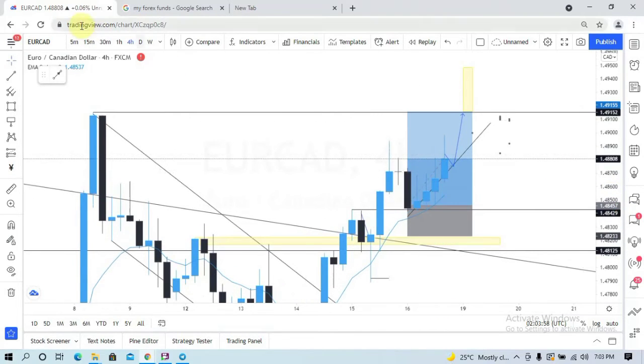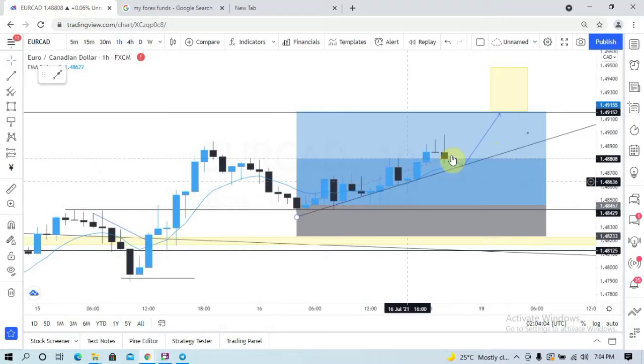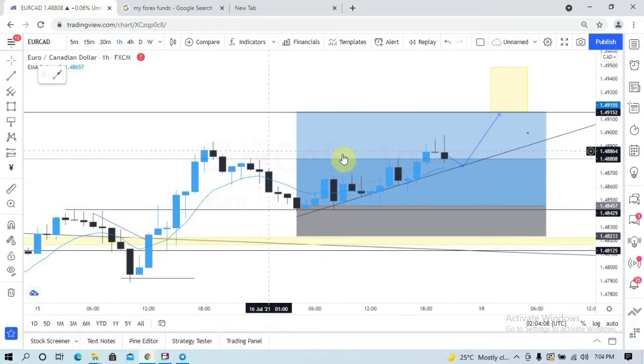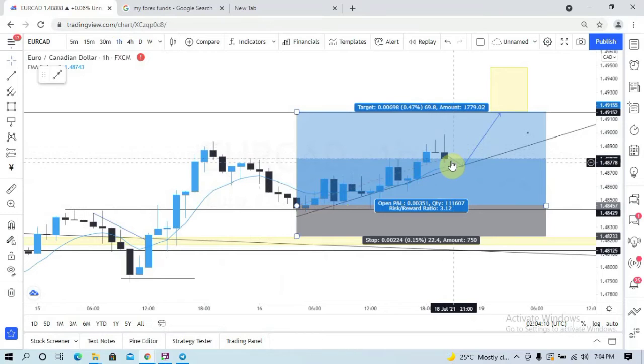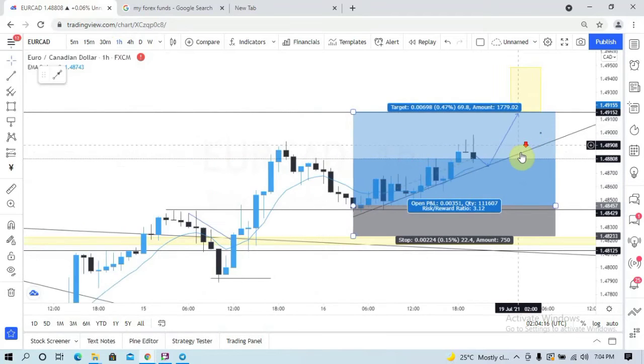Alright, so this is the 4-hour candle, and you can see that the market is trending up. I already drew a trend, as you can see. I already closed about 50% of the profit, and I'm hoping the market will just make a touch right here, and then we get a pull up, and then the market is going to hit the TP.